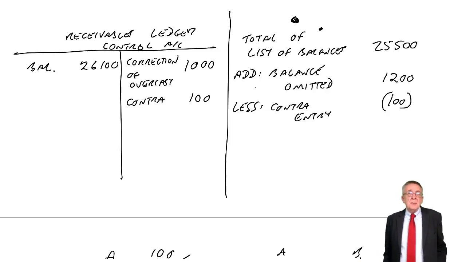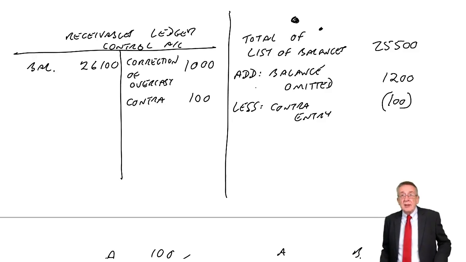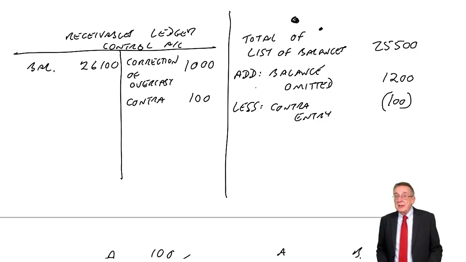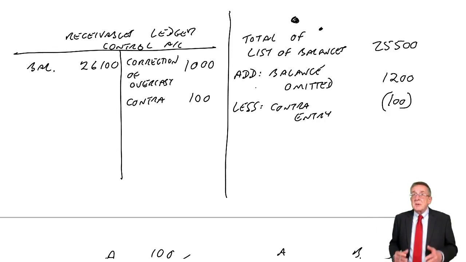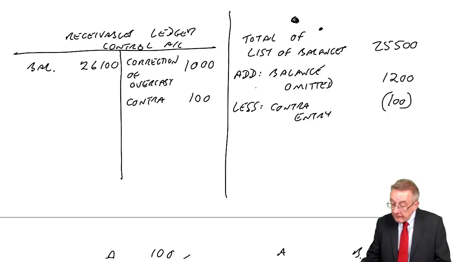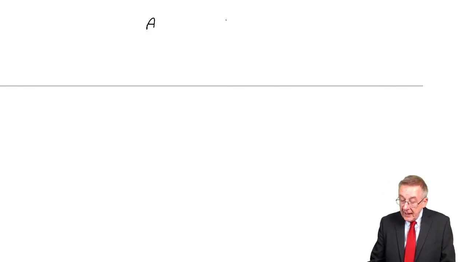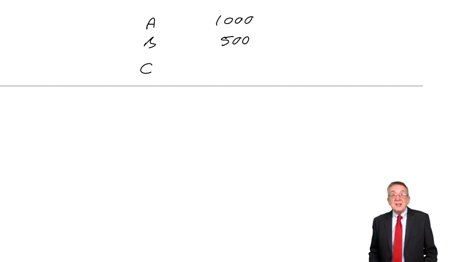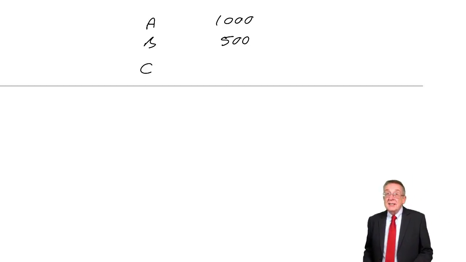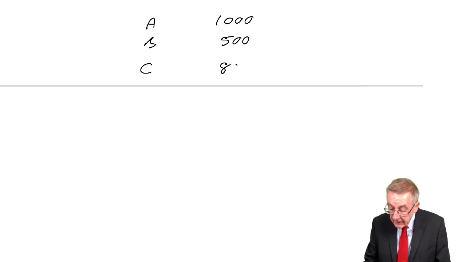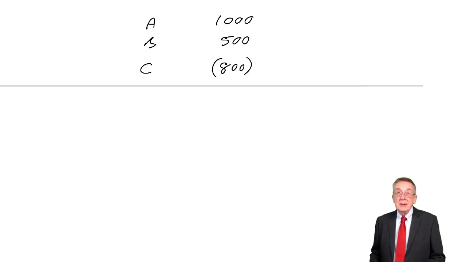Well, maybe a customer had overpaid. Maybe he'd returned goods, whatever. But although it's unusual, there can be a credit balance. One of the customers has paid too much and we owe him. So think about it. You may have lots of customers owing you money. Mr. A might owe us 1,000. Mr. B might owe us 500. Mr. C is overpaid. And so we owe him a credit balance of 800.